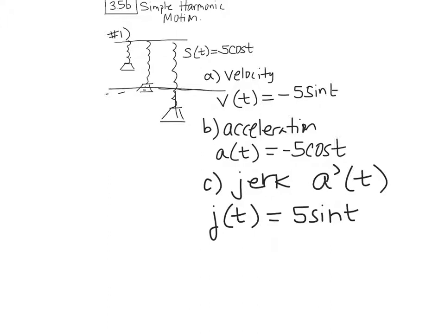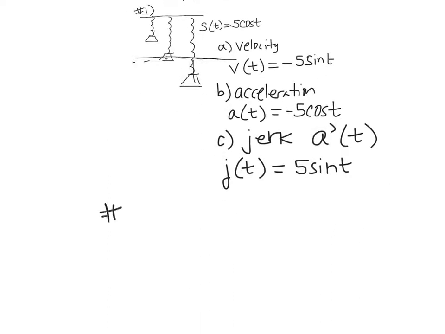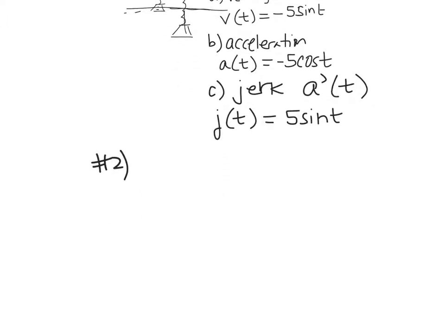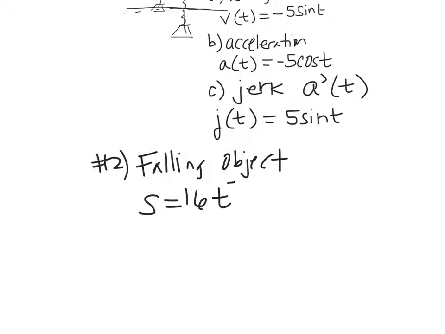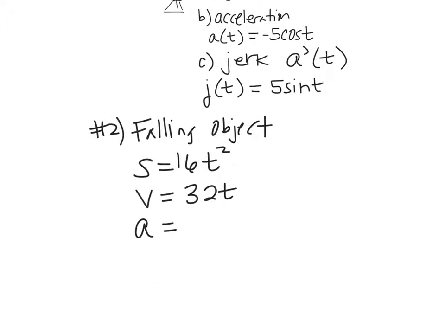Let's do this not with cosine or sine. Let's say you have a falling object or something like that. Let me give you the motion: s equals 16t squared. Okay, you have a simple parabola. If you want to find the velocity of this, all you do is take the first derivative. Velocity is 32t. The acceleration would be 32, and the jerk would be 0.